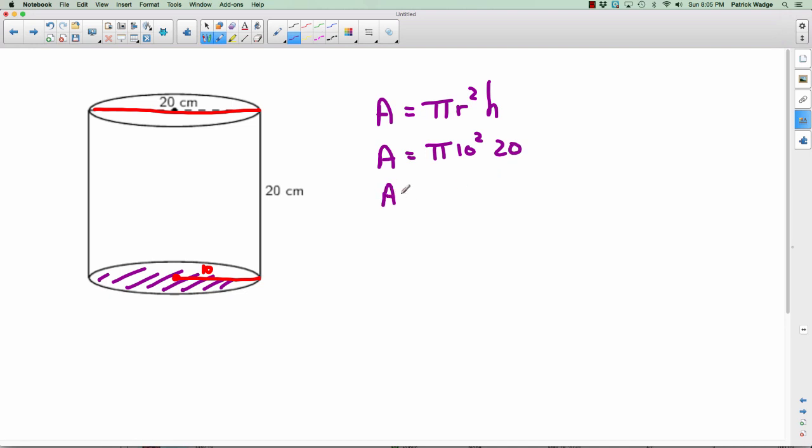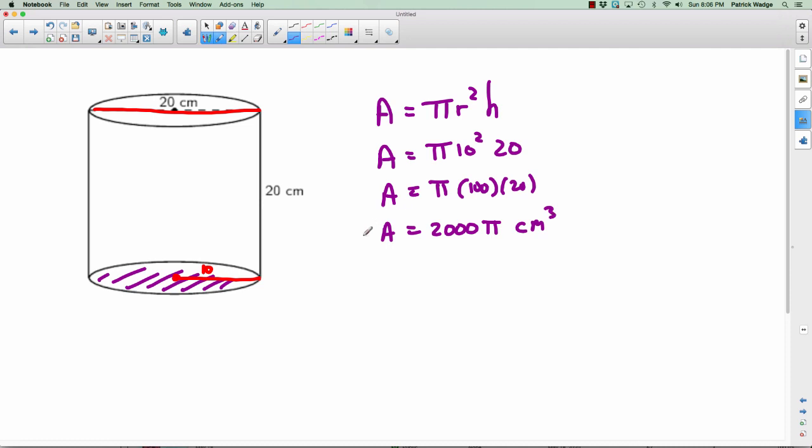Remember, what I would want to do first here is to square. So 10 squared is 100. So I've got pi, then I've got 100, and then I've got 20. I'll multiply the 100 and the 20 together now, and I get 2,000. And I'm left with that pi. So this is a great answer. This is the perfect answer, 2,000 pi centimeters cubed.